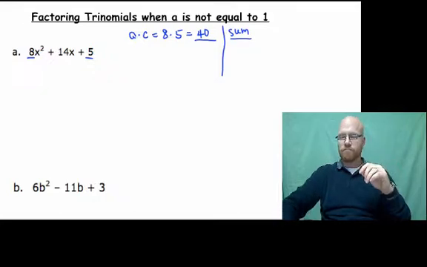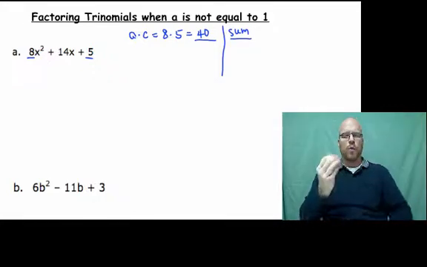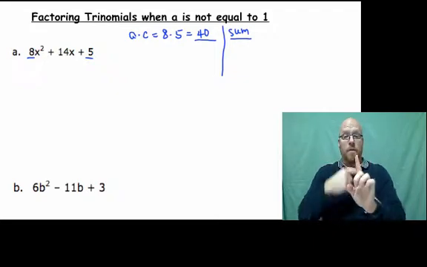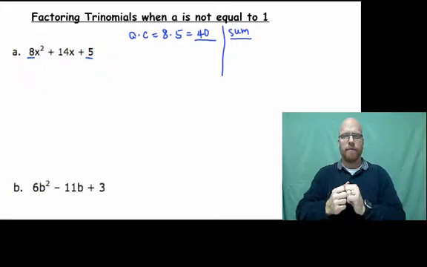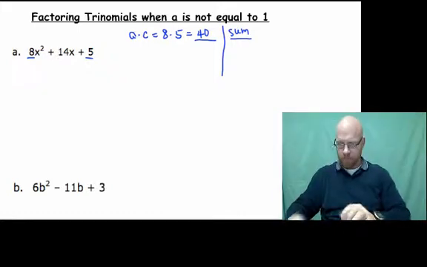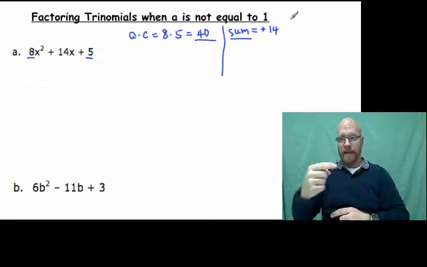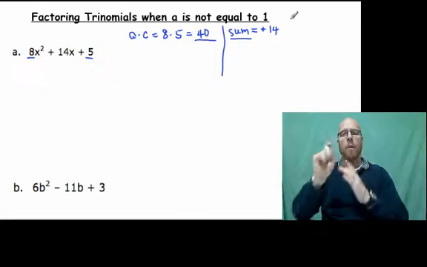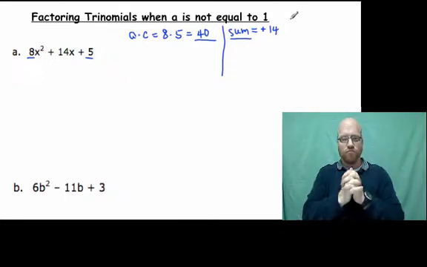Okay, if you look at our middle term, our b term, it's a positive 14x. So we need the product to be positive 40, and we can have positive numbers or negative numbers multiplying together. But my factors need to add together to be positive 14. So therefore, they can't be negative. Okay, that helps us eliminate some possibilities.